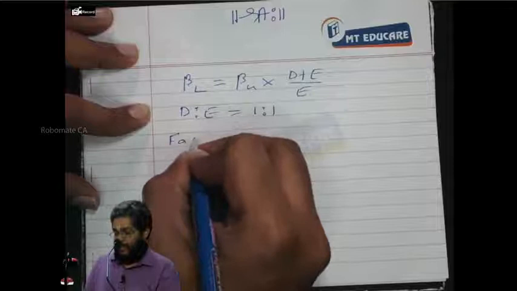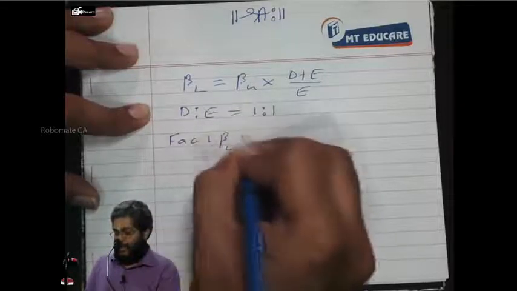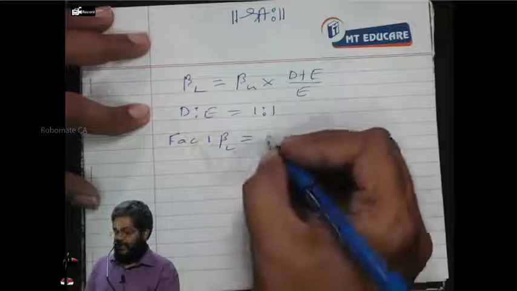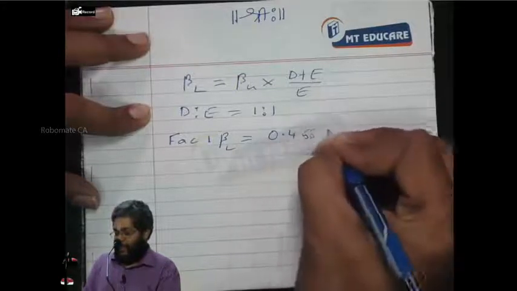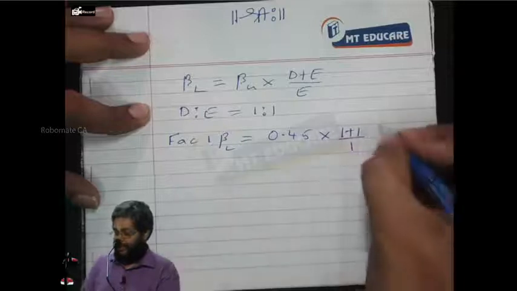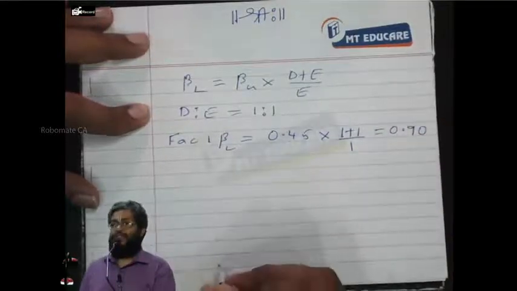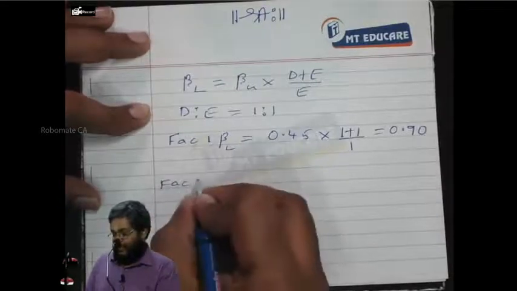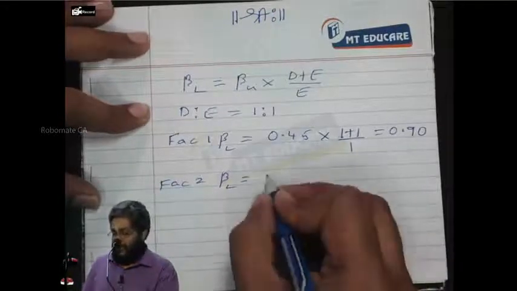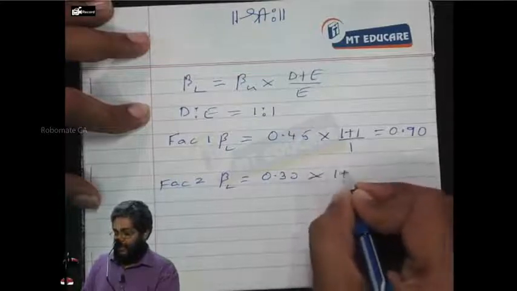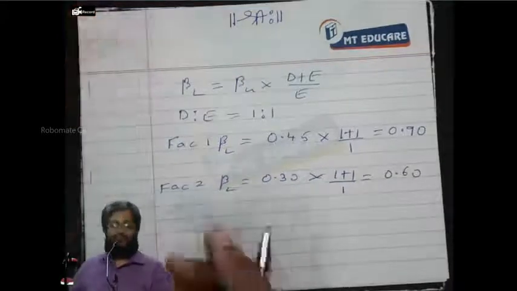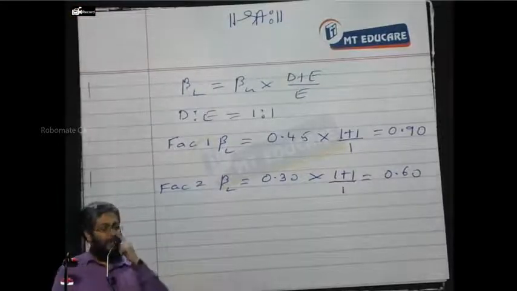Okay. Factor 1 beta levered is equal to, I want to find out the levered beta of factor 1. What is unlevered beta? 0.45 into debt plus equity, 1 plus 1 divided by 1, is equal to 0.90. Factor 2 beta levered is equal to, what is unlevered beta? 0.3 into 1 plus 1 divided by 1, debt plus equity by equity, is equal to how much? 0.60. That's how one can confirm the levered and unlevered beta for both the factors.